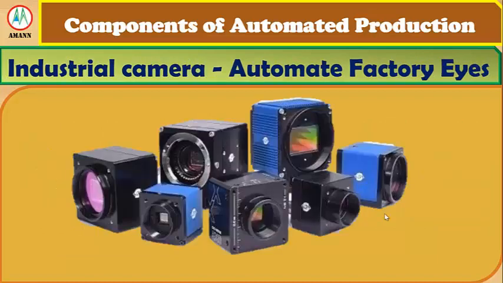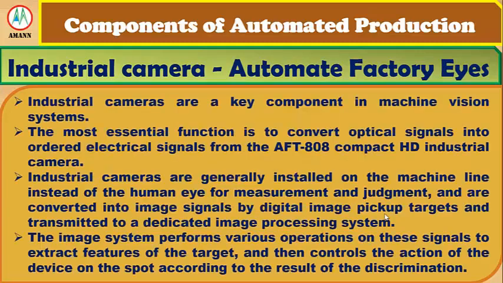Another component of automated production is the industrial camera, that is known as automated factory eyes. Industrial cameras are a key component in machine vision systems. The most essential function is to convert optical signals into ordered electrical signals. The EFT-808 compact HD industrial camera.